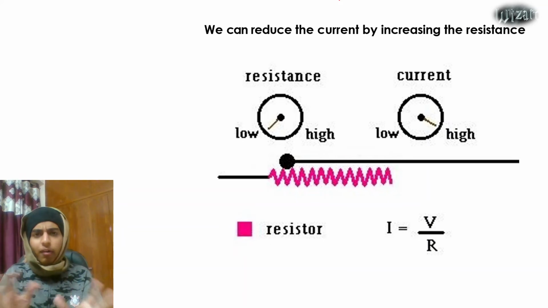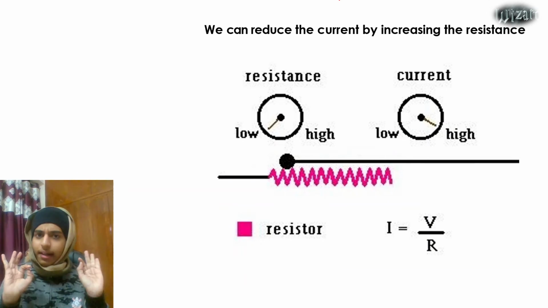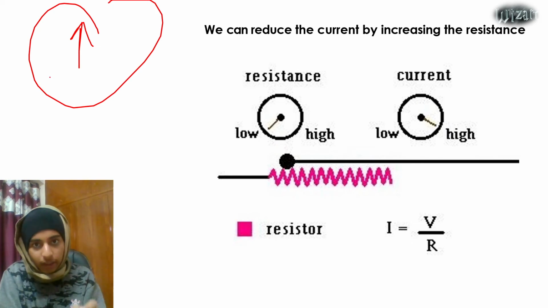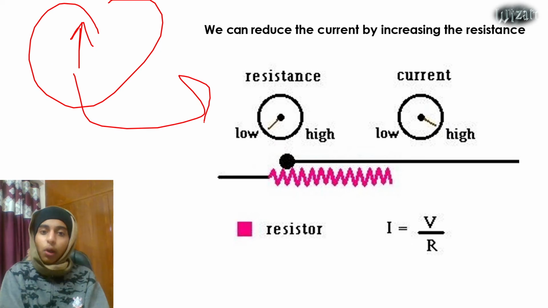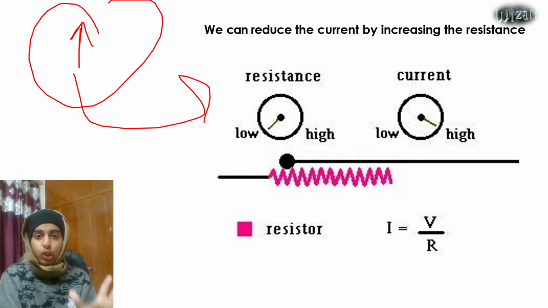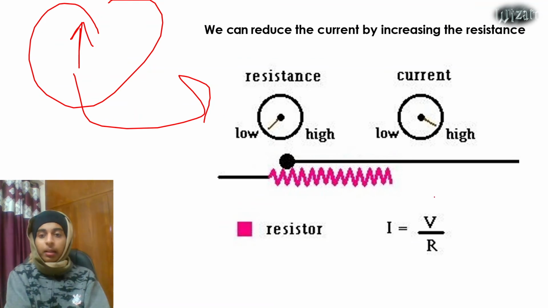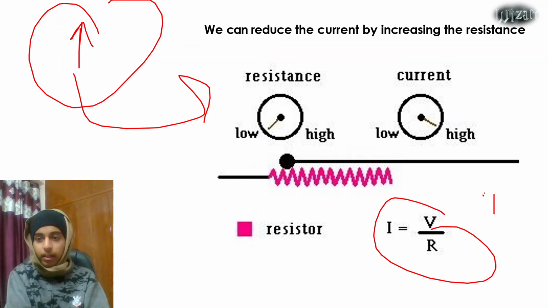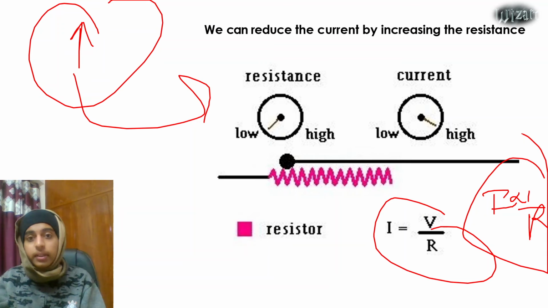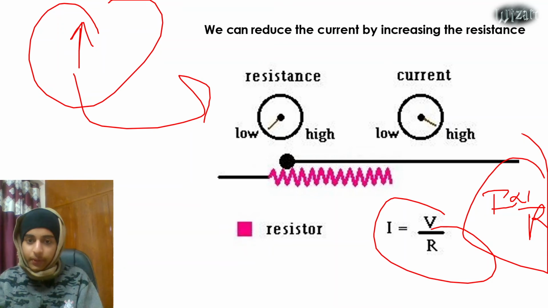Now we can reduce the current by increasing the resistance. If your father asks to reduce the current in the bulb, or any device, what you can do is increase the resistance. As soon as you increase the resistance, the current will automatically decrease, because they are inversely proportional. I is equal to V by R, so I is inversely proportional to R. If you want to increase the current, you decrease the resistance. If you want to decrease the current, you increase the resistance.